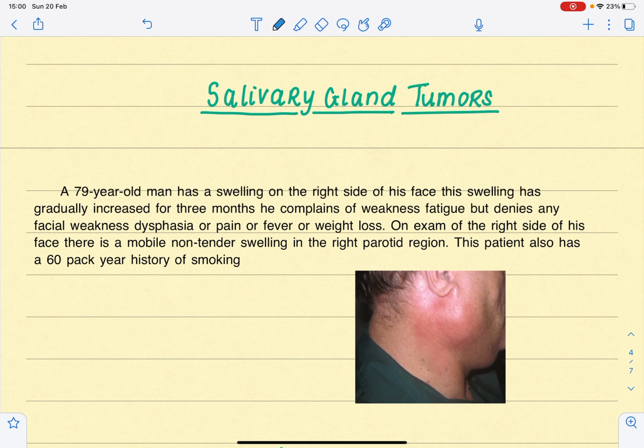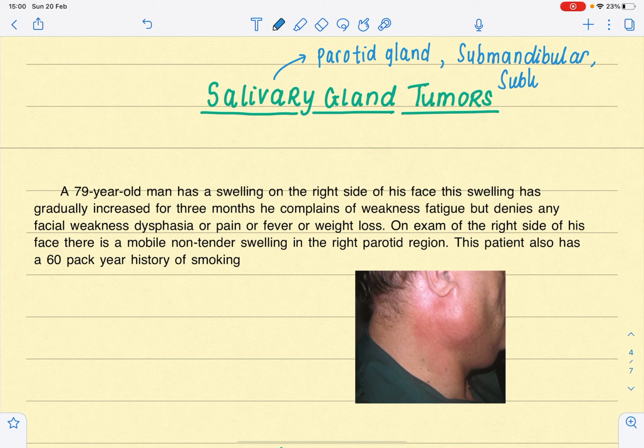Now, salivary gland tumours can occur in our three salivary glands. So they can occur in the parotid gland and present as a swelling in front of the ear. They can also occur in your other two glands, which is the submandibular and the sublingual gland. So let's move on with the case.